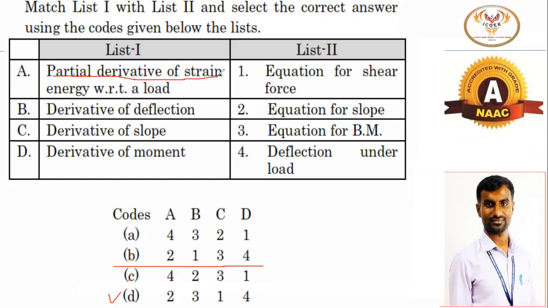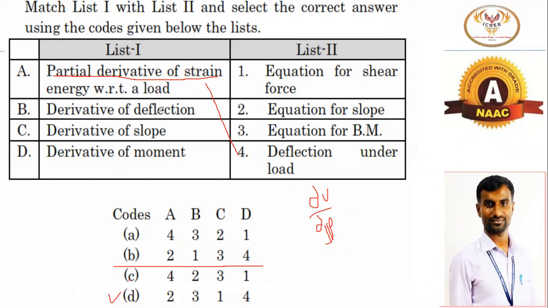C. Okay, we will discuss now. Partial derivative of strain energy with respect to the load, okay, so dabba U by dabba P. Remember MOS unit number 6, strain energy method, Castigliano's first theorem, which you have used to find out the deflection. So partial derivative of strain energy with respect to the load is nothing but the deflection.